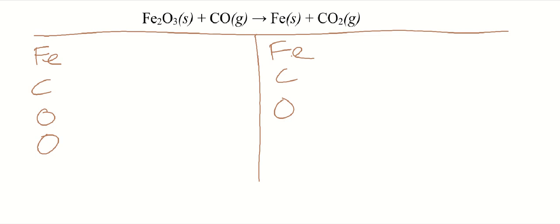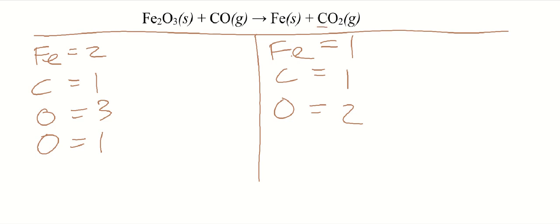Oh wait, hold on. We've got to count this up. 2 iron, 1 carbon, 3 oxygens from the iron oxide and 1 from the carbon monoxide. Over here to the right, we have 1 iron, 1 carbon, and 2 oxygens. Like I said, we'll do iron last. Carbons only appear once on each side, so those two coefficients have to match because of carbon. So let's do the oxygens first.